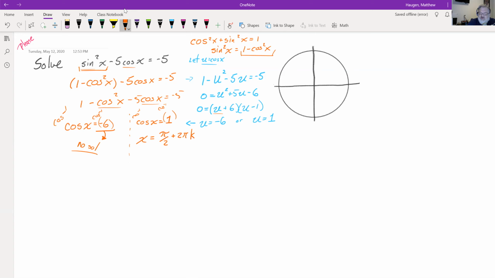Now, usually for cosine, we'd have two sets of answers. That one is a positive, so usually we'd expect one answer in quadrant 1, our principal cosine inverse, and a second answer in quadrant 2. That's where our secondary answer would be.